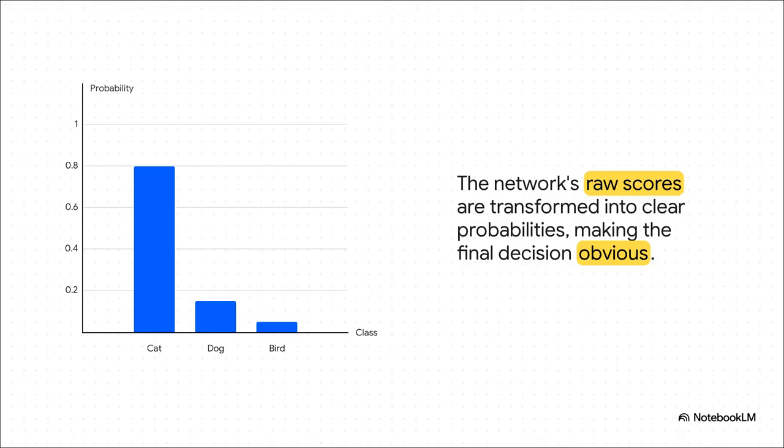And this bar chart shows you exactly what that final output looks like. It's so clear, right? The raw, messy scores have been converted into these beautiful probabilities. The network isn't just guessing, it's telling you with confidence, I am 80% sure this is a cat, 15% sure it's a dog, and only 5% sure it's a bird. The final decision is obvious.